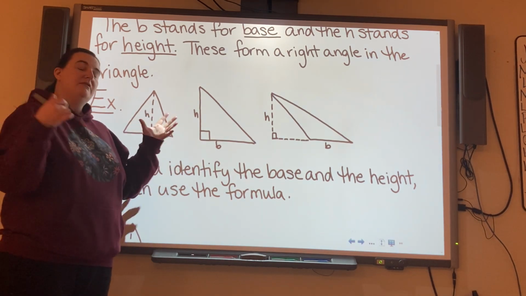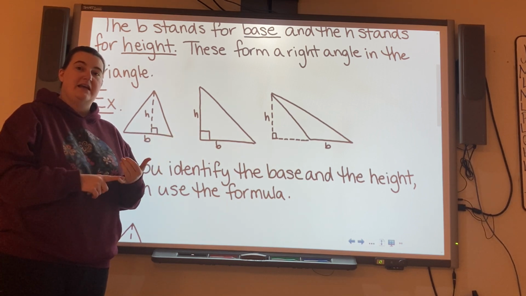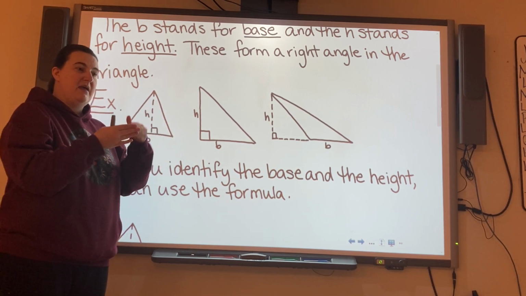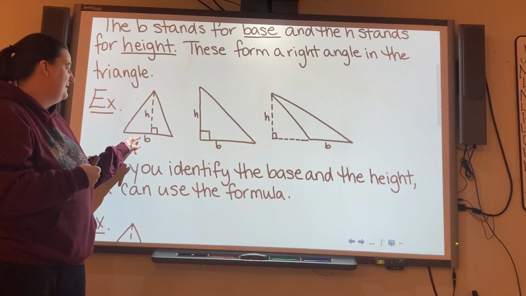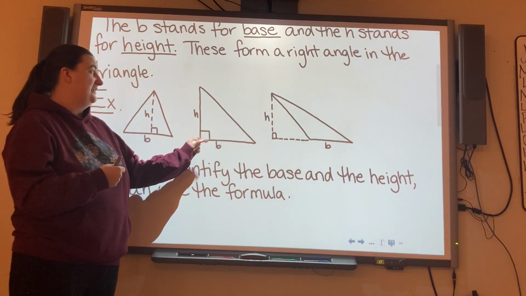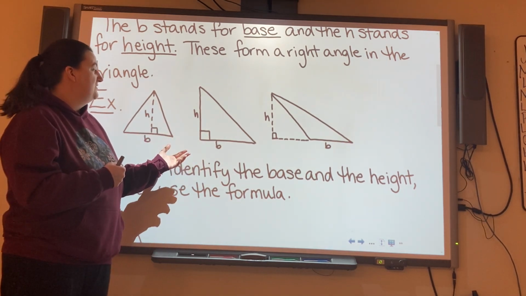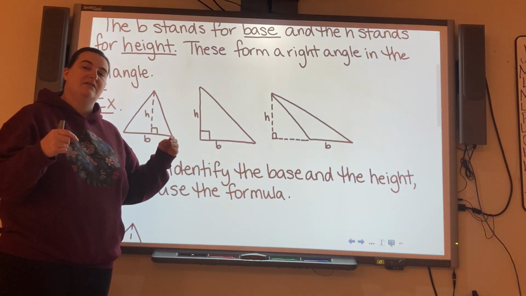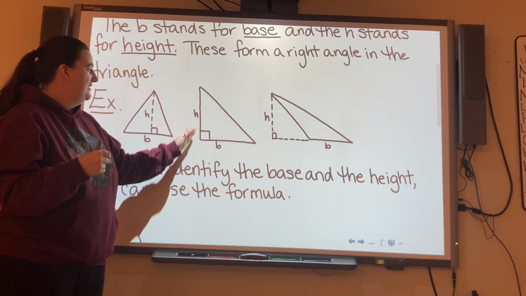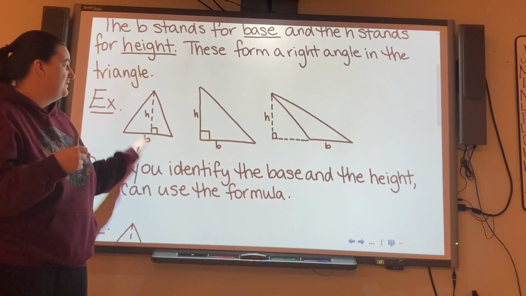So all you really need to do is look at the triangle and figure out where's the right angle and what is making the right angle. In this one, it's the dotted line that's making the right angle, but in this one, it's the actual side of the triangle that's making the right angle. So that's what you need to think about for the height. What is it that's making the right angle? You've got your height making the right angle with the base. So those are two examples.